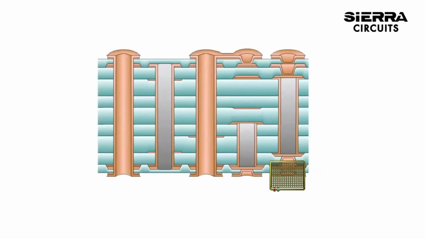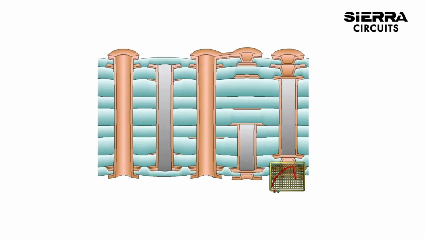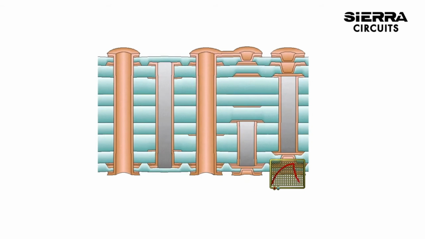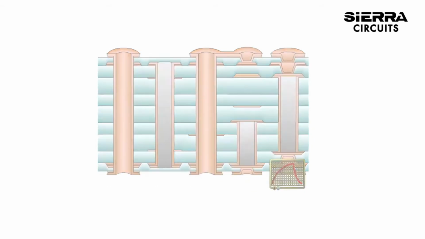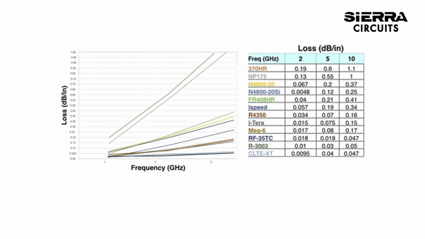CTE is the rate of expansion of a PCB material as it heats up. It is expressed in parts per million. CTE along the z-axis should be less than 70 ppm per degree Celsius. Signal loss or attenuation increases with frequency.